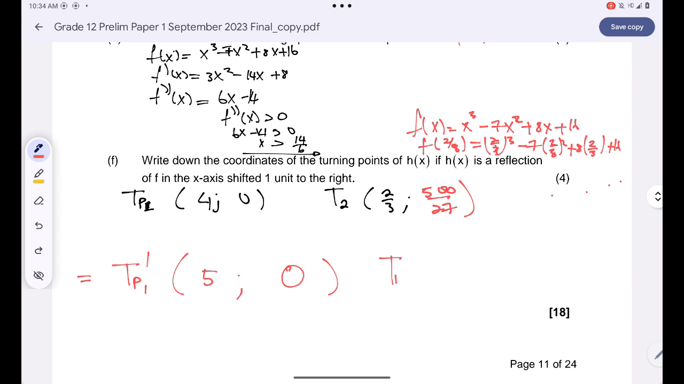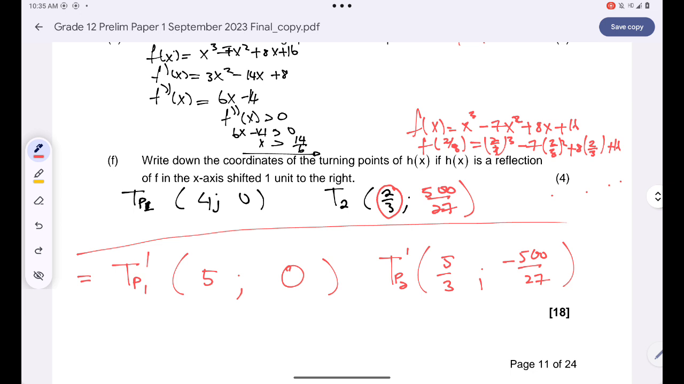And then for the image of turning point number 2, firstly, they've reflected the graph on the x-axis. That means the sign of y needs to change. This will be negative 500 over 27. And then I just need to shift this x value 1 unit to the right. I'm just supposed to add 1 to this x value, and I'll end up having 5 over 3. So these will be the coordinates of the turning point of h. That's how, guys, we're supposed to tackle the question over there.